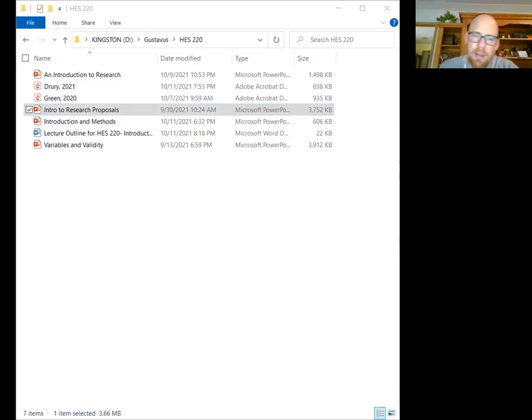Okay, so an introduction to research proposals. What is a research proposal? A research proposal is the preparatory plan that describes all the elements of a research project. This is essentially where you are attempting to convince a group of stakeholders to provide funding for your work or for your research.